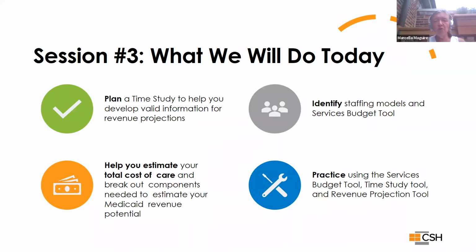So for session 3, we're going to plan a time study, and we'll explain what that is. It helps you develop valid information for revenue projections. You're going to hear a lot of discussion about what's called billable time, and that's a really important concept for people to understand. The Medicaid benefit is paying for many of our services, and the 1915i is paying in 15-minute increments. What is billable time? What 15 minutes of staff activity is billable? What time is not? You've got a couple of other services, like non-emergency transportation, that's basically trip-based. Every time you make a trip, you bill for that. There are a couple of other services that are what are called per diem.